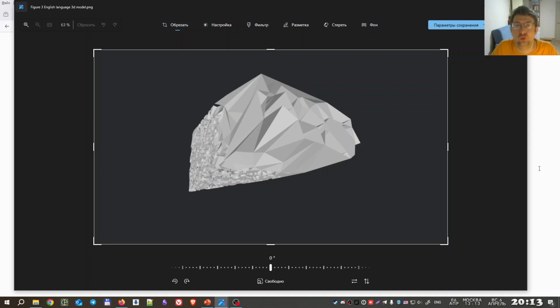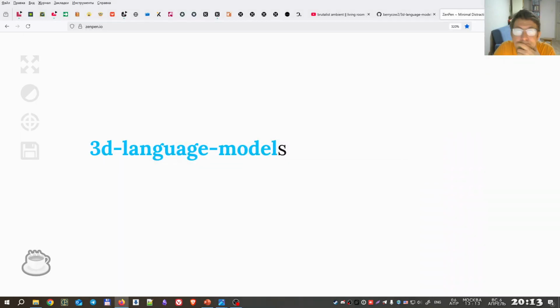Hello my dear friends, today I'm gonna tell you about the 3D language model, or the 3D model of the modern languages. It's a theory, but it's interesting, and I'm gonna introduce you to this idea. So the final picture of the model you can see right now. Okay. 3D language models.